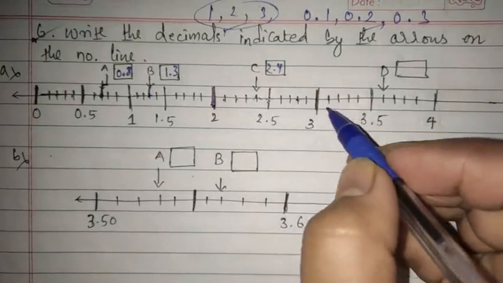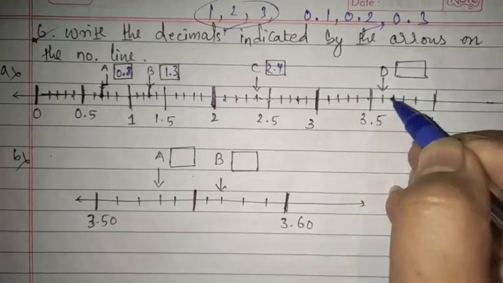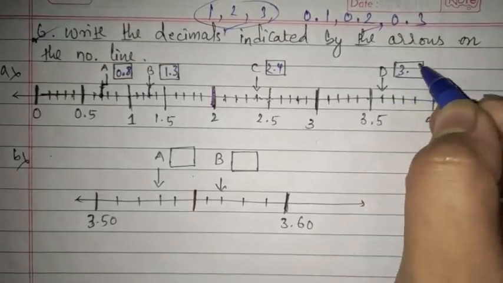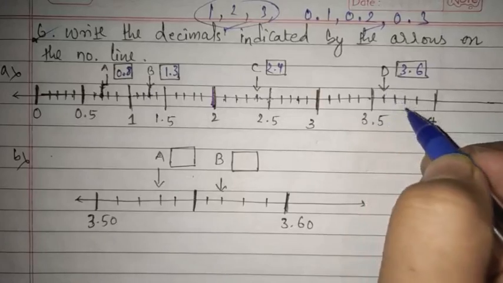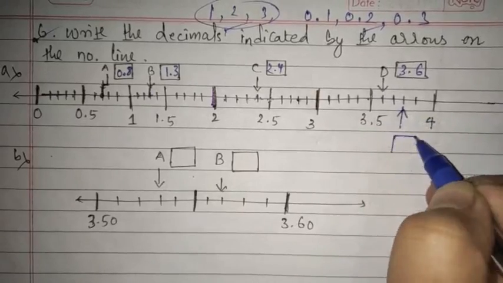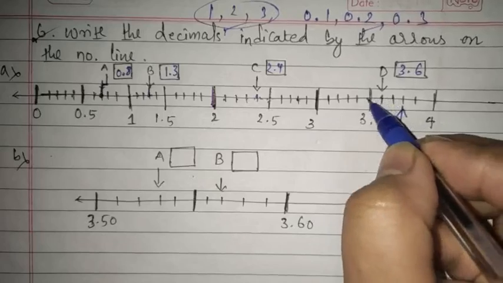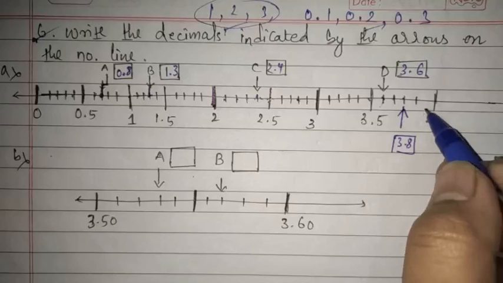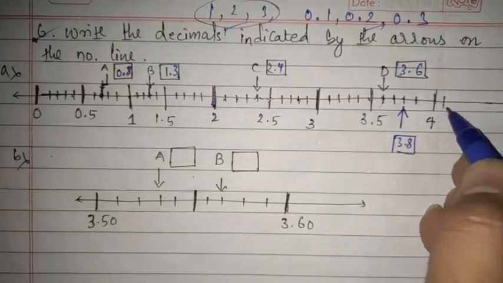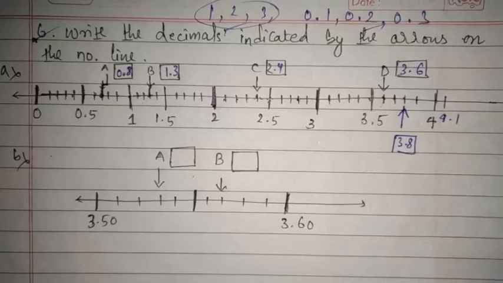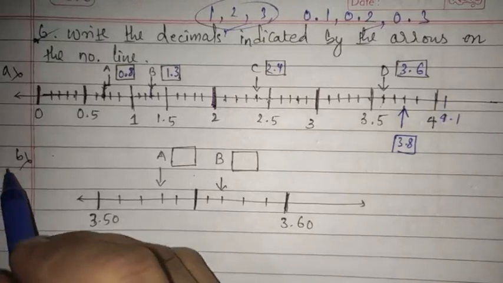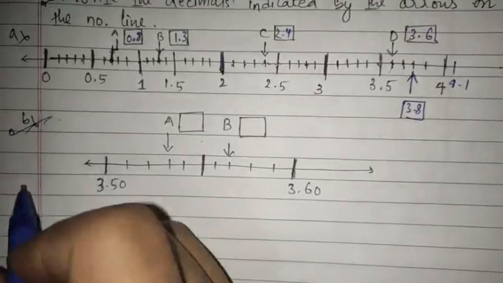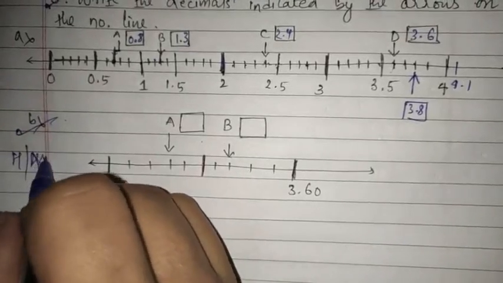Then comes 3.5, 3.6. So D will be 3.6. Understood? Suppose what will be this one? 3.5, 3.6, 3.7, 3.8. So it will be 3.8. Then 3.9, 4. If you have 4.1, you may continue like this. For practice, you may do this as a home assignment.